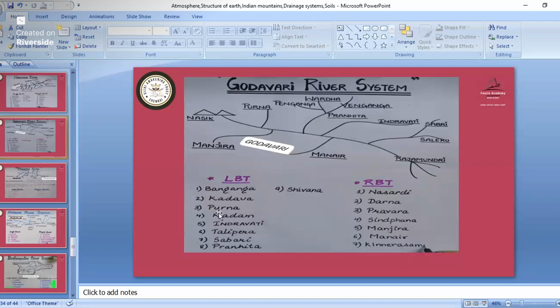You must know about Indravati, this is important, and Banganga is of importance. And right bank tributaries are Nasrati, Dharna, Raura, Sinfana, Manjira, Manar, and Kinnar Swami. So all these are tributaries of the Godavari river system.